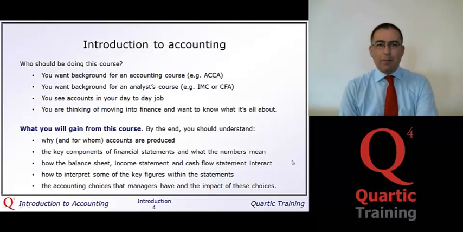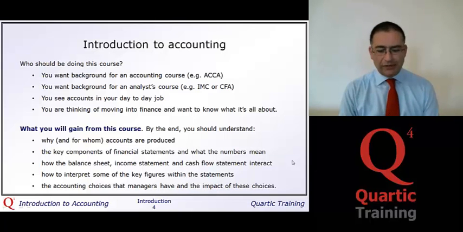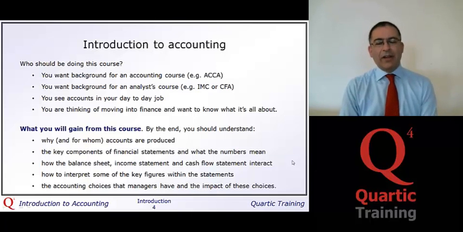If you see some numbers, it's all very well saying this is the definition of a number, or even this is how the number was calculated. But how do we interpret this? Do we want a number to be particularly big or small? And we're going to start looking at some ratio analysis on this. And then finally we're going to be looking at some of the choices that managers have. If a manager decides they want to make a company look more profitable, you will be surprised how easy it is for them to do that.